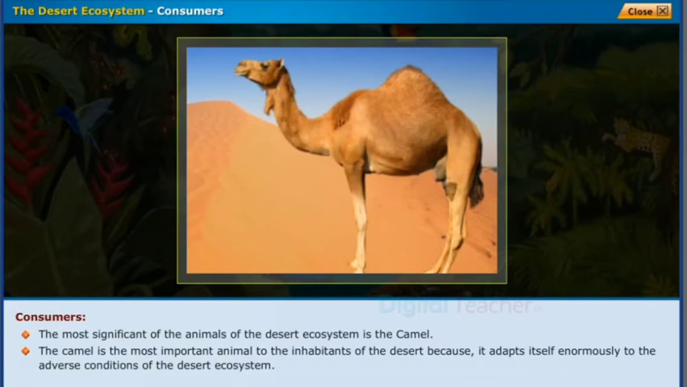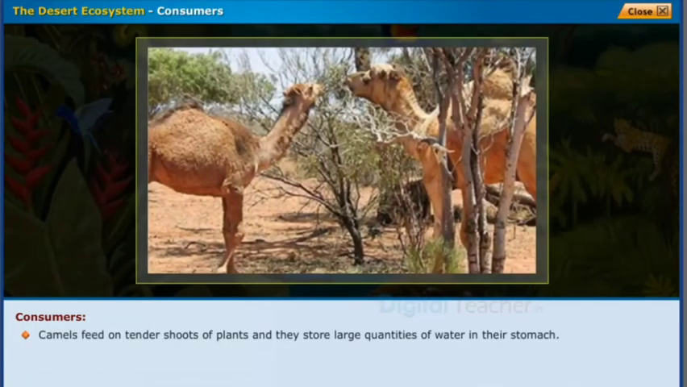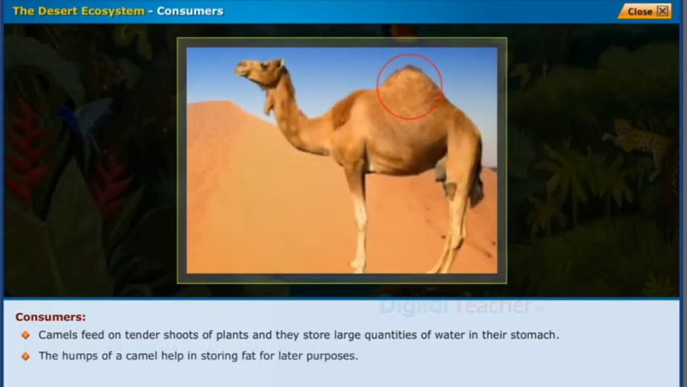The camel is the most important animal to the inhabitants of the desert because it adapts itself enormously to the adverse conditions of the desert ecosystem. Long legs of the camel keeps its body away from the hot desert grounds. Camels feed on tender shoots of plants and they store large quantities of water in their stomach. The humps of a camel help in storing fat for later purposes.